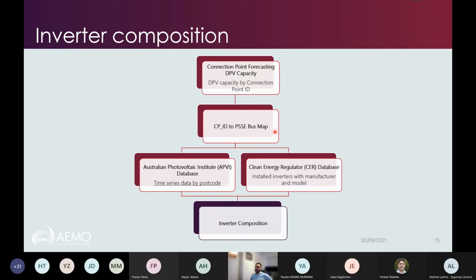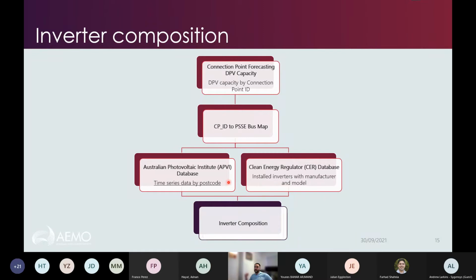And then once we've got the PSSE buses mapped, we can take a look at the APVI, the Australian Photovoltaic Institute, and look at their time series data by postcode. By that I mean the installed capacity by postcode, and compare it to the PSSE map we've now built, just to make sure that we're putting those inverters in the right place.